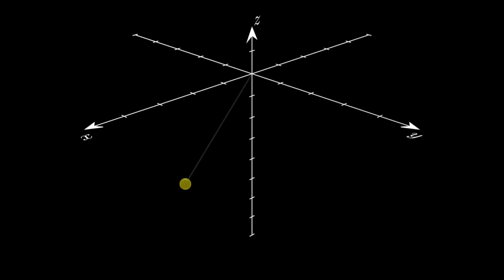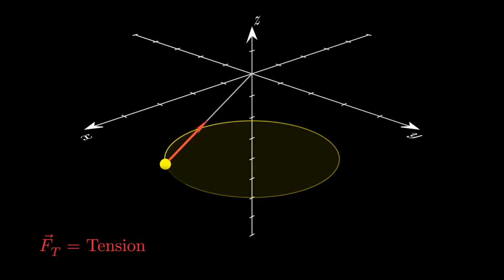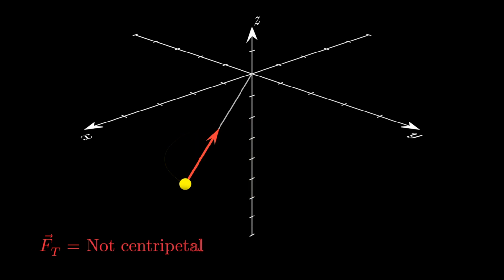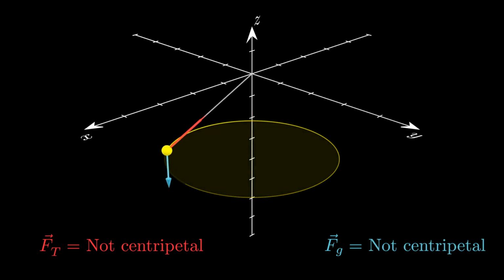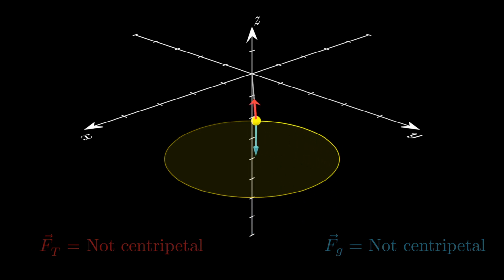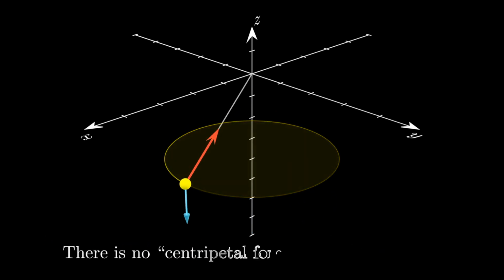Let's take a look from a 3D perspective. One thing we notice immediately is that the tension force does not point toward the center of the circle. In other words, the tension force is not a centripetal force. The only other force being considered is gravity, which also does not point toward the center of the circle. Thus, in terms of the forces acting in this problem, there is no centripetal force.